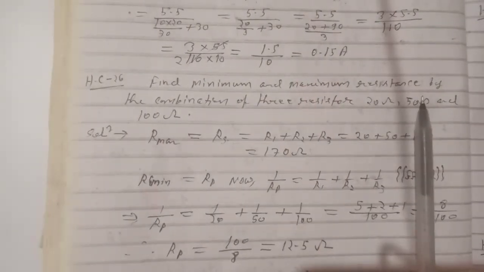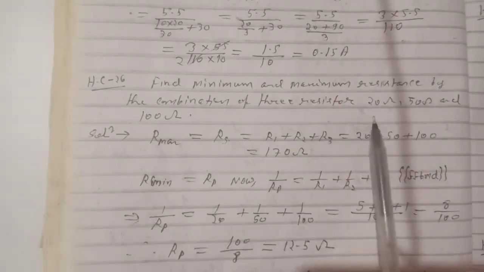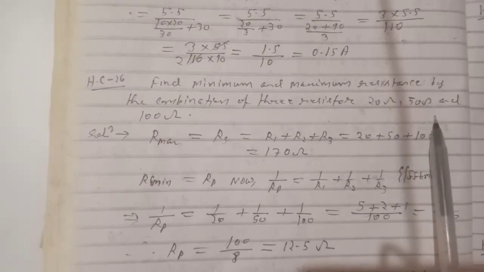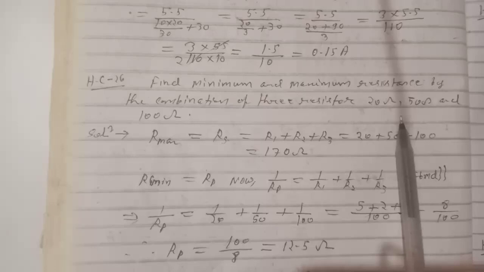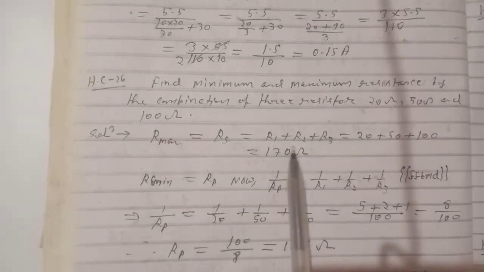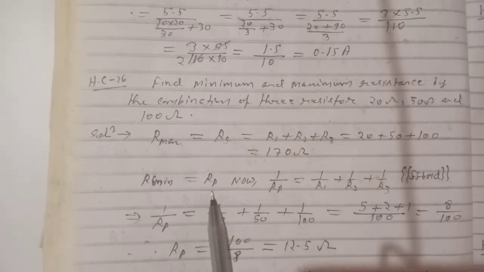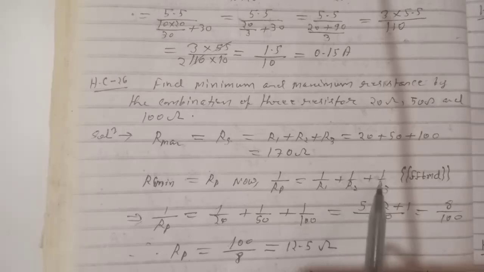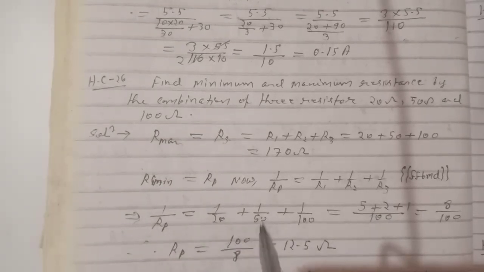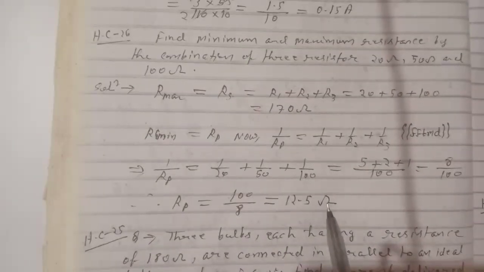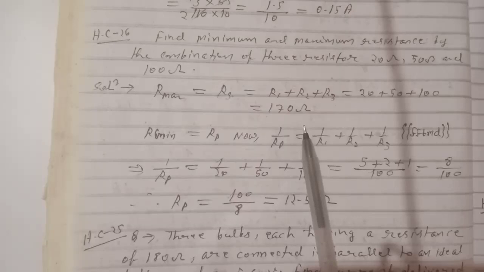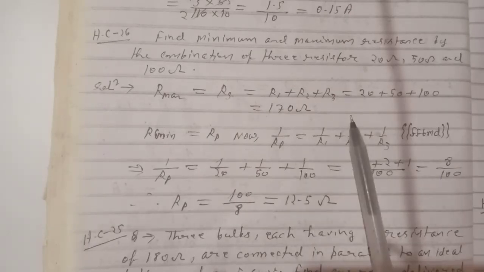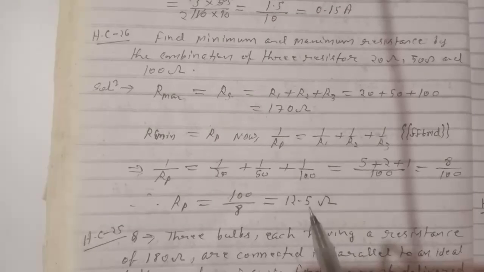Find minimum and maximum resistance by the combination of three resistors: 20 ohm, 50 ohm and 100 ohm. Now maximum will be R max, R S, equal to R1 plus R2 plus R3, which is 170 ohm, and for R minimum, R P, 1 by R P equals 1 by R1 plus 1 by R2 plus 1 by R3, or 1 by 20 plus 1 by 50 plus 1 by 100. Solving, the R P value is 12.5 ohm. So when resistors are in series we get maximum resistance, and when they are in parallel we get minimum resistance.